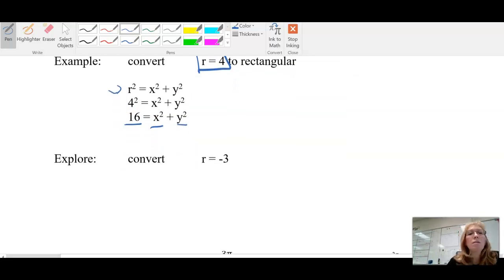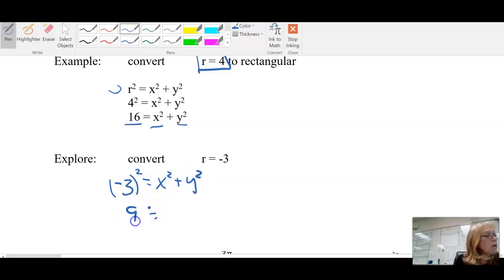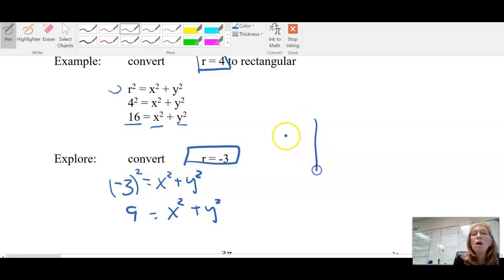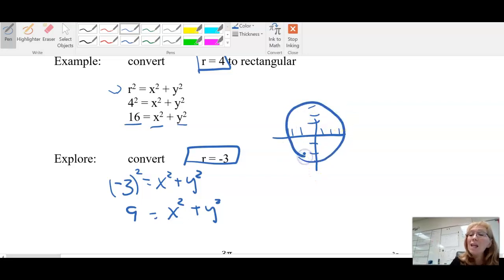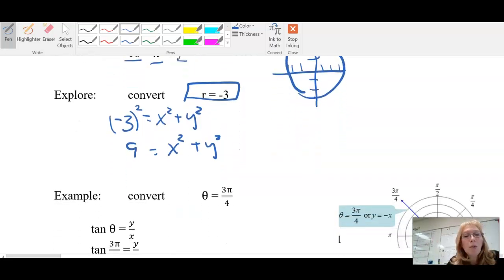Okay, try yours. So you should have done negative 3 squared equals x squared plus y squared. So you have a circle, 9 equals x squared plus y squared. Because when you have a straight radius, that is a circle on the polar coordinate. It's out 3. That's all it is, which is the exact same thing on a rectangular coordinate.